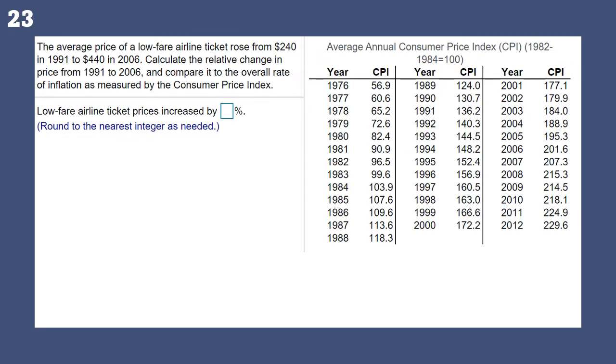The average price of a low-fare airline ticket rose from $240 in 1991 to $440 in 2006. So we're calculating the relative change in that price. Okay, so first off, how much did it increase? Relative change, we need to take into account how much it increased. Well, it didn't increase 440. It didn't increase 240. It actually increased $200. Okay, that's the increase in price, because I subtract what I ended with from what I started with. And then I need to divide it by my original price.